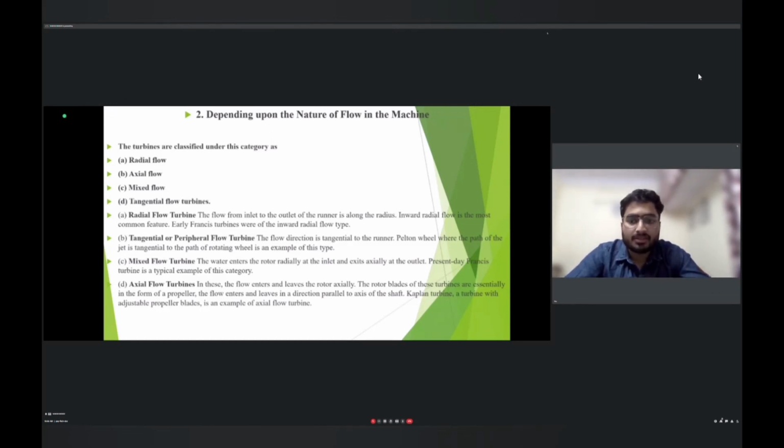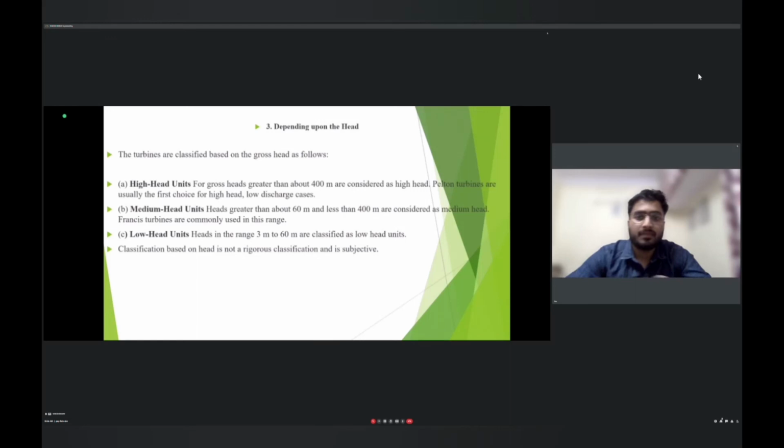Now the last one is the axial flow turbine. In these, the flow enters and leaves the rotor axially. The rotor blades of the turbine are essentially in the form of a propeller. The flow enters and leaves in a direction parallel to the axis of the shaft. Kaplan turbine, a turbine with adjustable propeller blades, is an example of axial flow turbine.